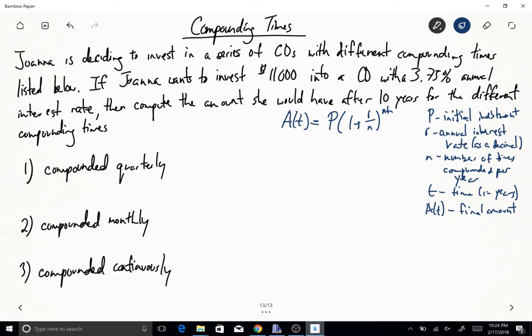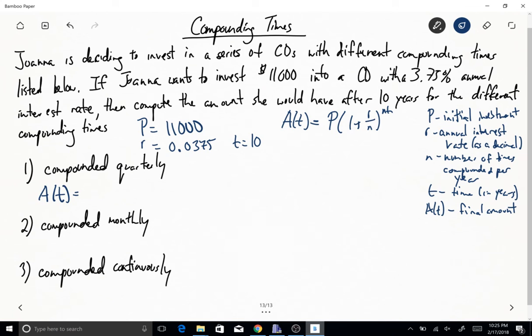Okay, so compounded quarterly. Here's what we have. Notice our principal, P equals 11,000. That's not going to change at all. Our r equals 3.75%. This is the tricky part for a lot of people. That's 0.0375. Got to convert it to a decimal. Our t, we'll plug it in soon enough, but for right now, we'll have a general formula. So what happens is, when we're compounding quarterly, what that means is n equals 4.